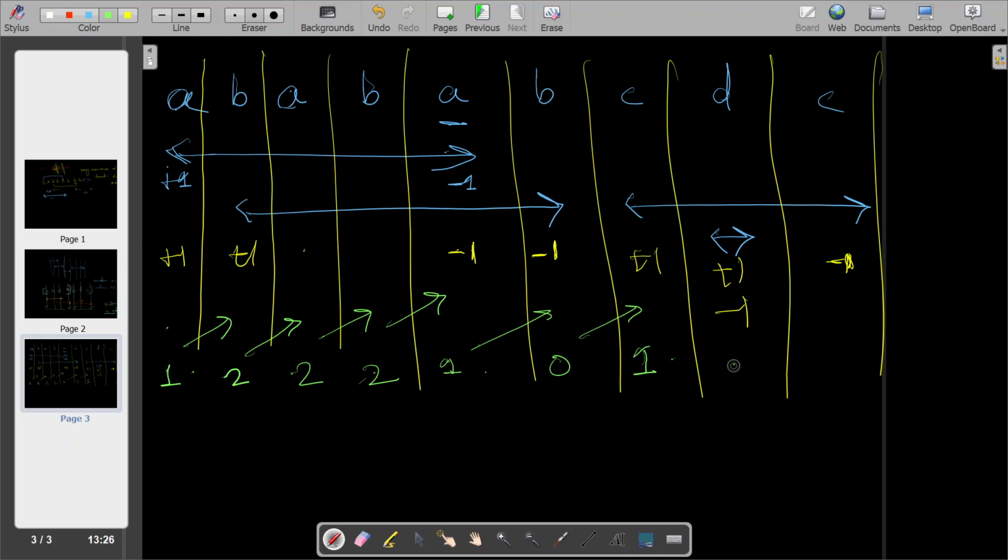Then we add plus 1 and minus 1, so it will remain the same. Now again lastly it will become 0. So this is the way we have made the prefix sum.